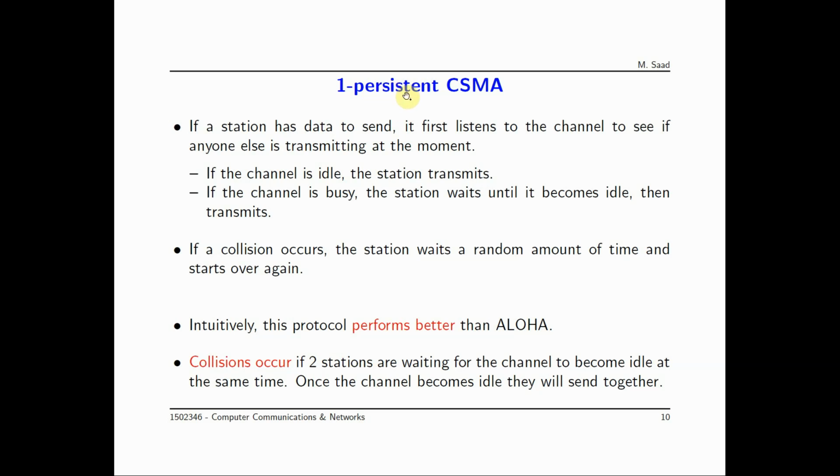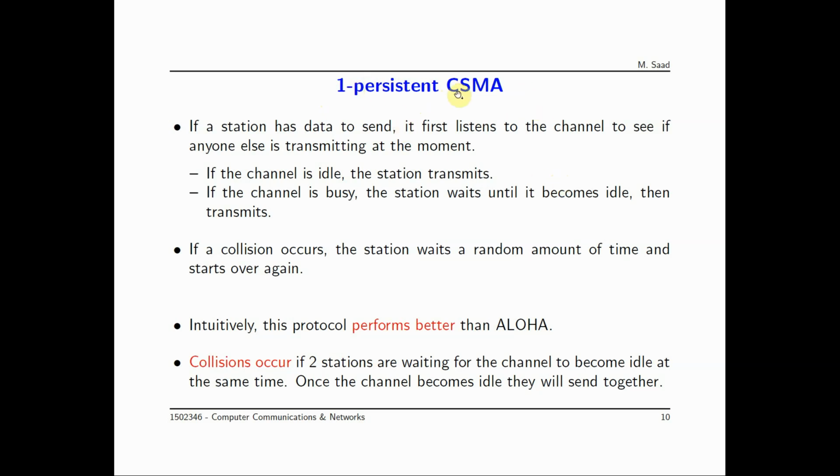As an analogy, imagine that you want to go shopping, you want to buy something, and you go to the mall, to your favorite store, and you find the store closed. So what would you do in this case? In one persistent CSMA, you would wait in front of the shop door, waiting for the shop to open. Once it opens, you enter immediately. So this is basically the analogy.